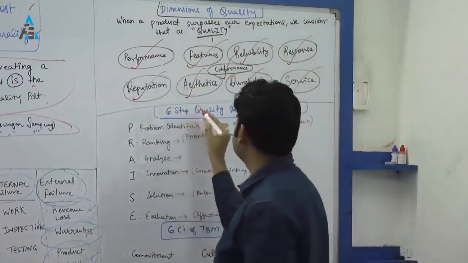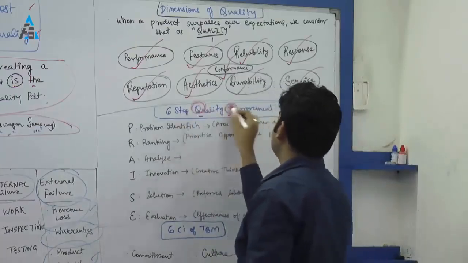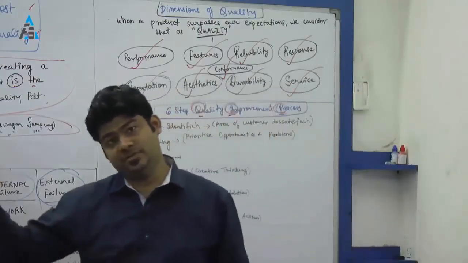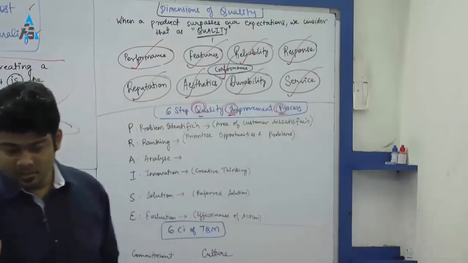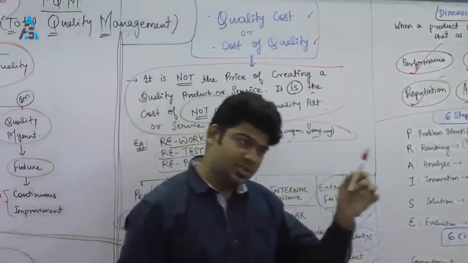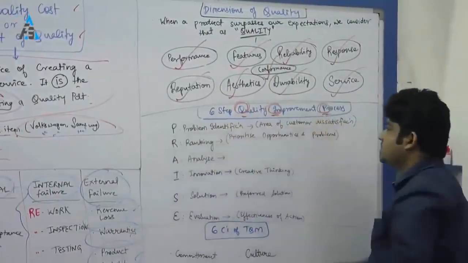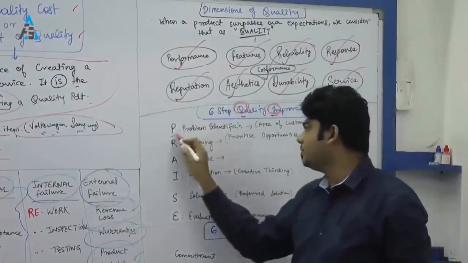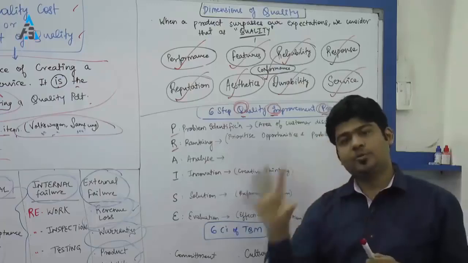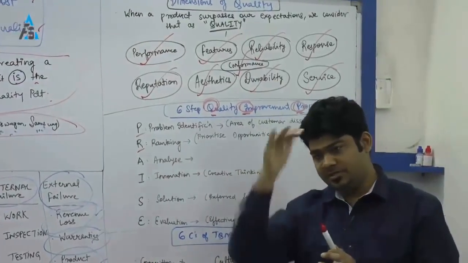Next in line is quality improvement process. How do you improve the quality? As I said, it is a never-ending process. The first thing that we learned is it goes on throughout the product cycle, from the introduction phase till the maturity phase. So how do you improve that? So quality improvement process is what you have to focus on. So problem identification, you will identify what are the problems which your product has gone through. Suppose there are 5 problems. So there is a product which has 5 problems.